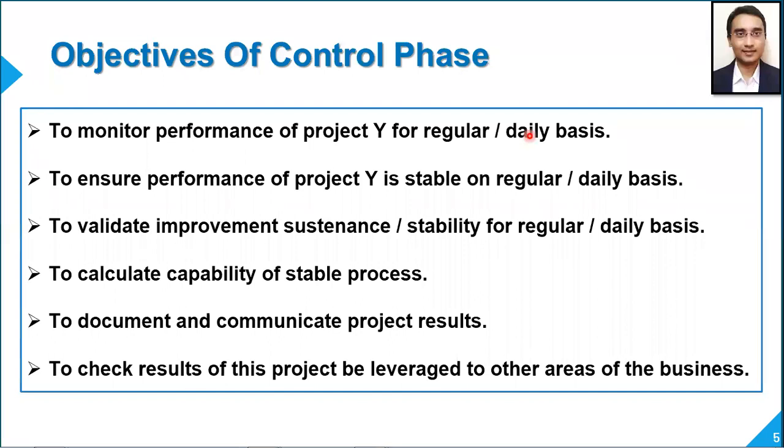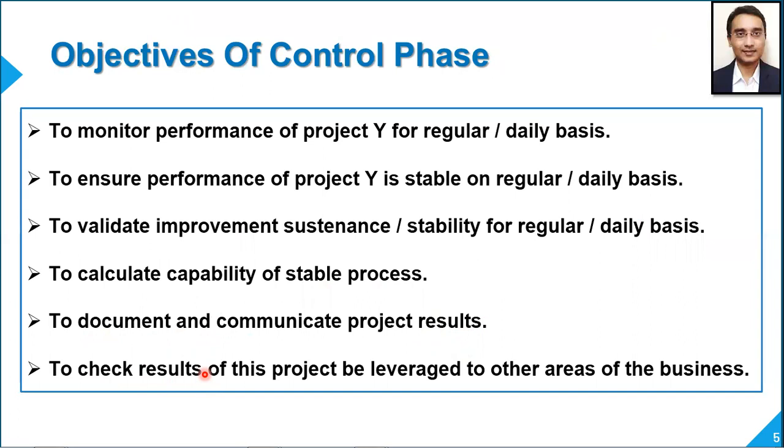Before we further get into the control plan, let's quickly go through the objectives of the control phase. The first objective is to monitor performance of the project Y on a regular or daily basis, that is an ongoing basis. Second, to ensure performance of the project Y is stable on a regular or daily basis. Third, to validate improvement, sustenance, or stability on a regular or daily basis. Fourth, to calculate capability of the stable process. Fifth, to document and communicate project results, and finally, to check whether we can utilize the knowledge which we gain through this particular project for some other purposes, or for some other metrics.